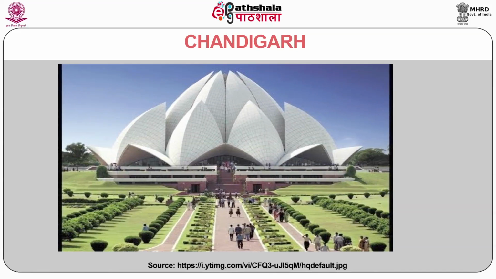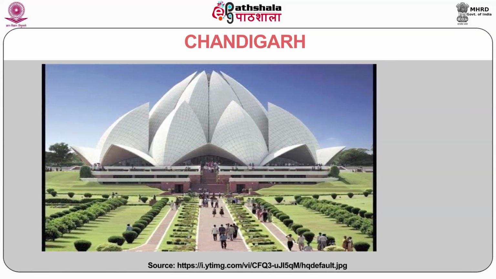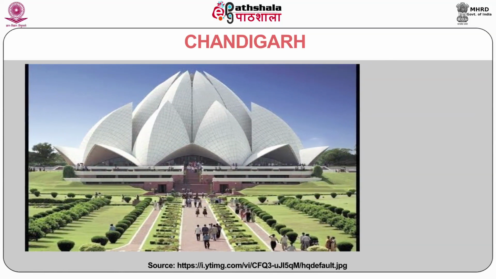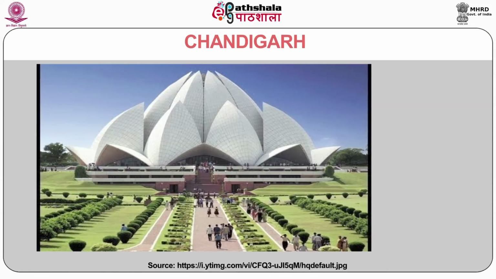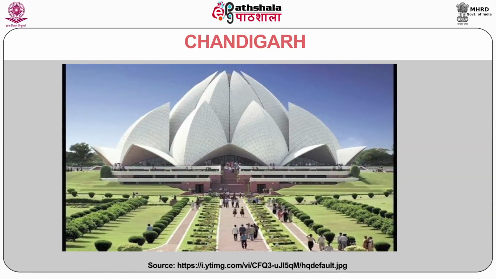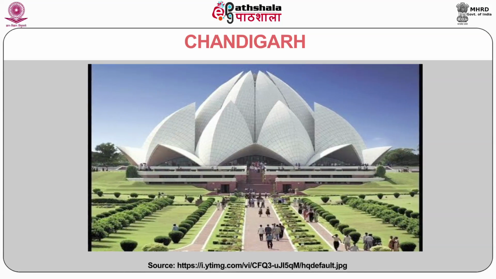Then there is the Lotus Temple. The Baha'i house of worship in Delhi, India, popularly known as the Lotus Temple due to its flower-like shape, is a prominent attraction in Delhi. Each component of the temple is repeated 9 times.